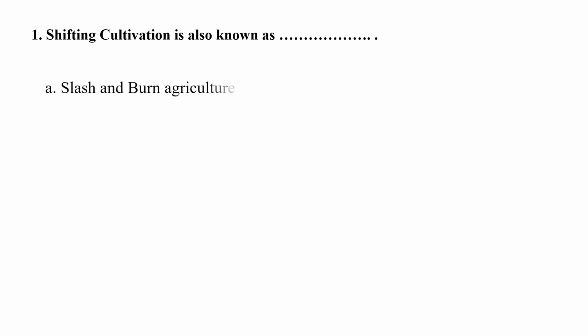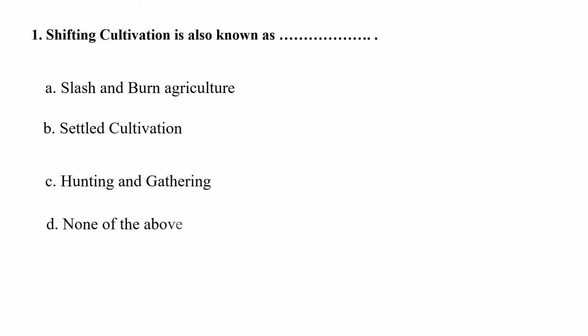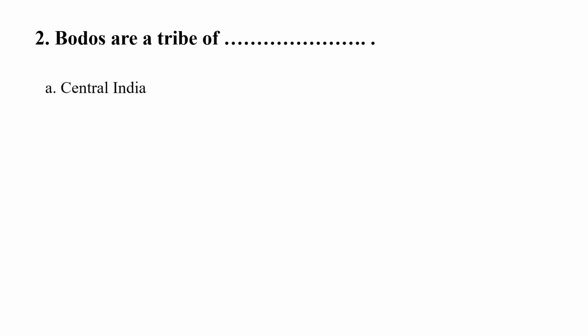Your question number 1 is, shifting cultivation is also known as: A. Slash and burn agriculture, B. Settled cultivation, C. Hunting and gathering, D. None of the above. And the correct answer is A, slash and burn agriculture. Your next question is, Boros are a tribe of dash. The options are A. Central India, B. North India, C. South India, or D. Northeast India. And the correct answer is D.